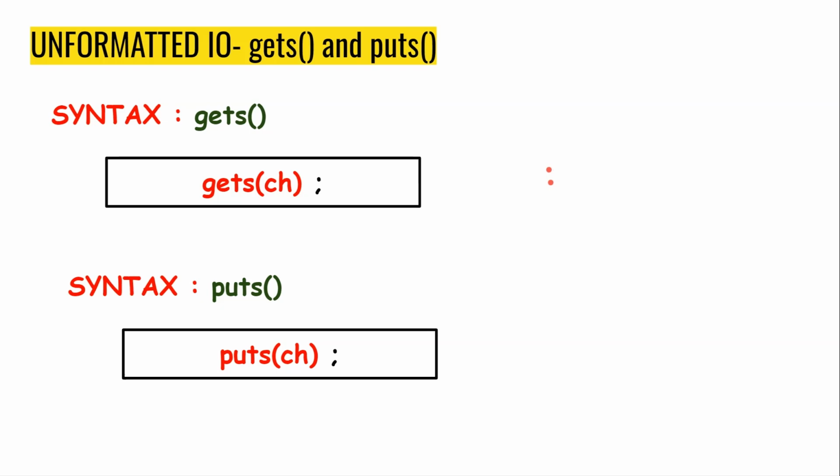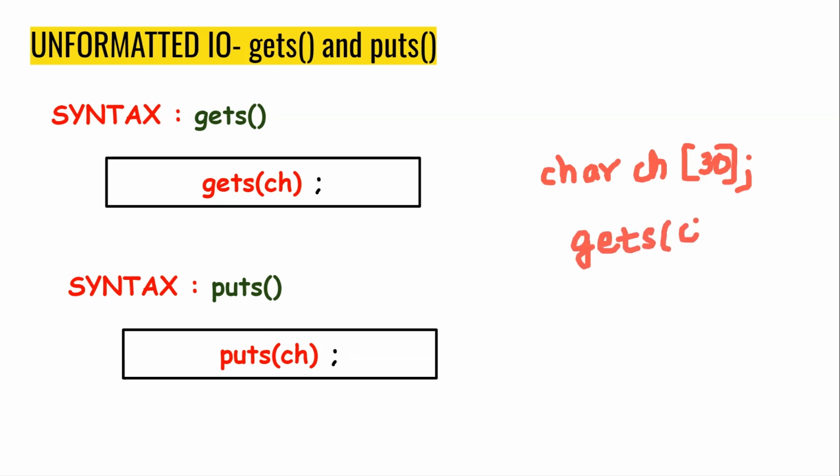Say for example, char ch of 30, terminated by a semicolon. This statement declares a character array of size 30, which means it can hold a string up to a size of 30. Then we can pass this character array to the gets function, gets of ch, which will read the string and store it in the character array ch.